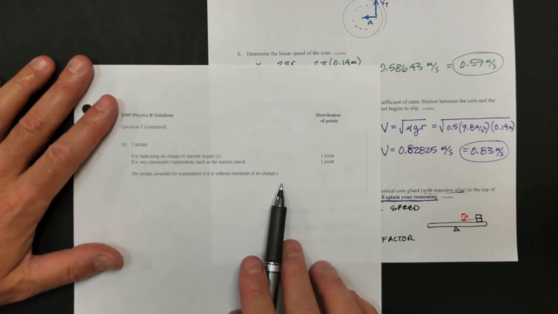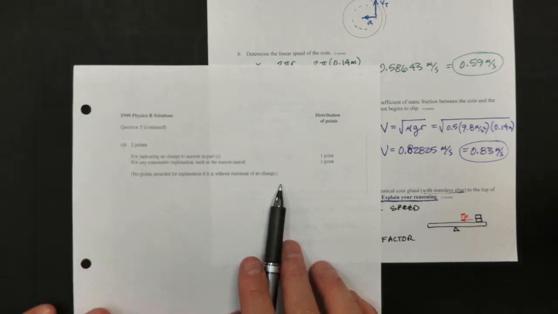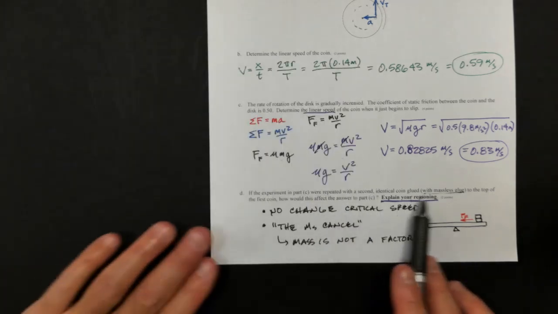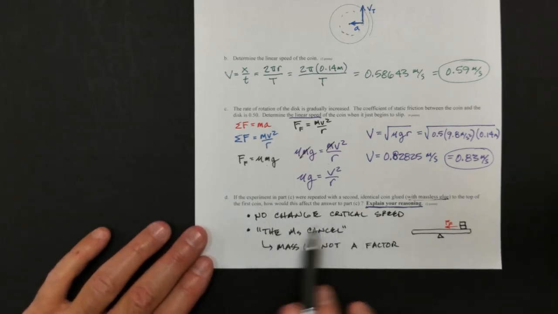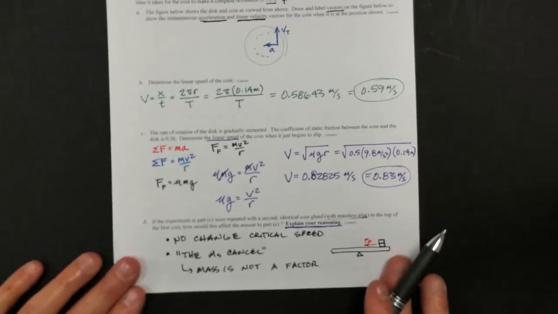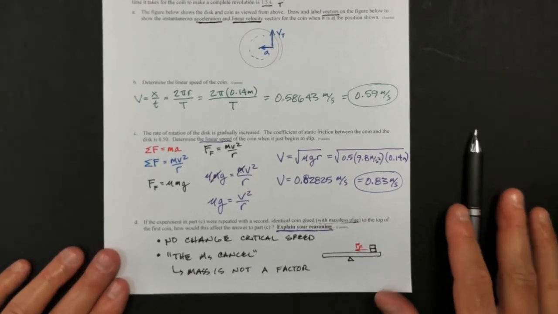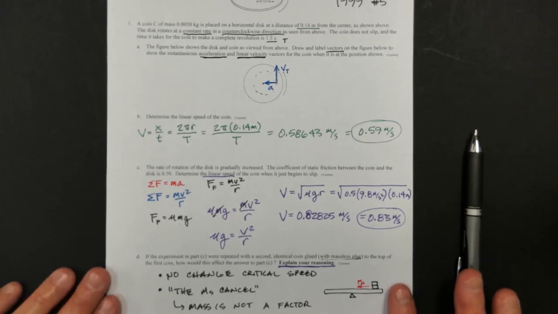Now, notice here it says no points were awarded for any explanation if it was without a statement of no change. So it's really important, like I said, to do both things: answer the question, what will happen, or how will this affect the answer? It won't. And then explain. So those are two things, and you want to make sure you do two parts of your answer. Okay, that's it for this one.